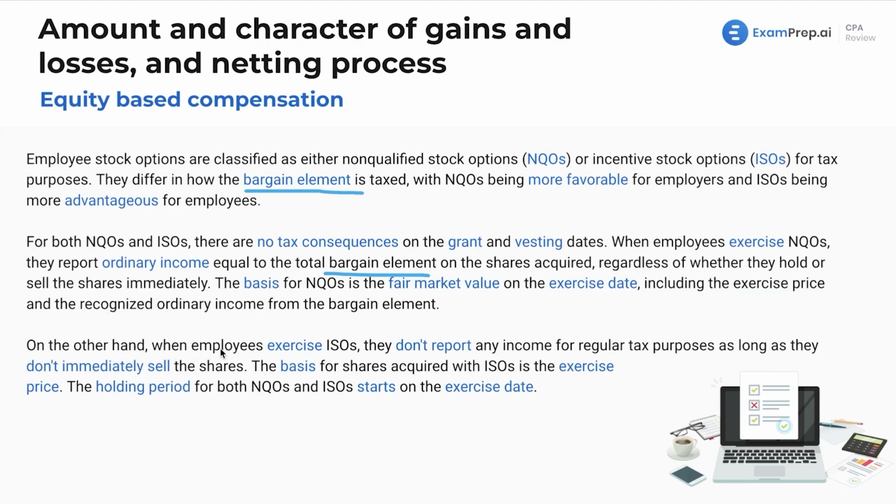On the other hand, when employees exercise these incentive ones, they don't report any income for regular tax purposes as long as they don't immediately sell their shares. So we see how this is more preferential for employees. The basis for shares acquired with ISOs is the exercise price, and the holding period for both of these does start on the exercise date. Understanding long-term versus short-term.